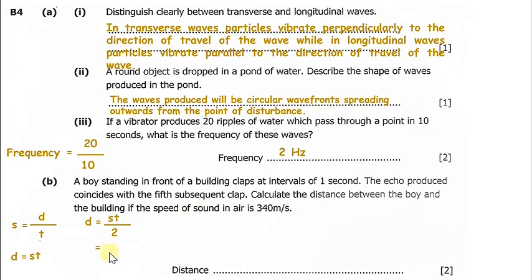Then we'll say equals speed, we'll put 340, times the time, which is 5 seconds, over 2 here. The 5 seconds, if you see it here, is not appearing. It's what I told you: if the person is clapping and per clap it is taking 1 second, and then he hears the echo after the 5th clap, then the time that has passed is also 5 seconds. That is just using normal thinking.